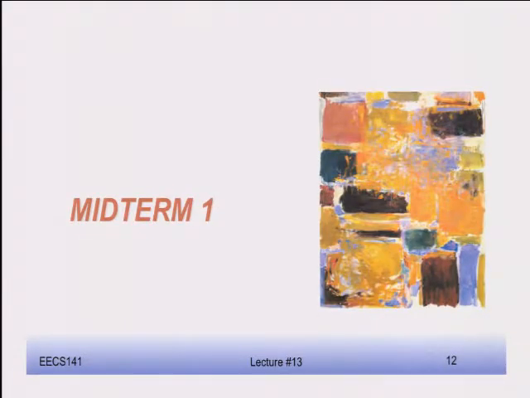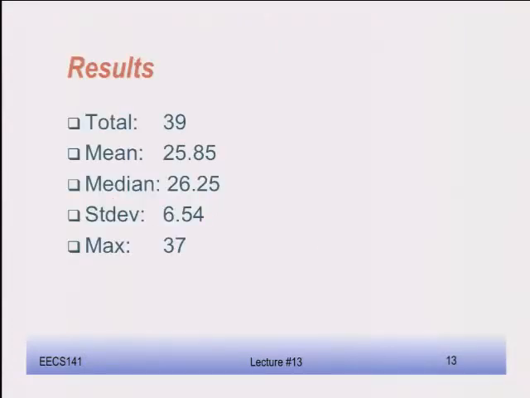So if you combine it all together, great. I'm going to return the exams at the end of the lecture. The total was not 39. The mean is 25.85, median 26.25, which is quite good for an exam, I think. Typically, if I look at my midterms of the past, this actually is a nice number. I've had worse. Standard deviation 6.54, max is 37 out of the 39.